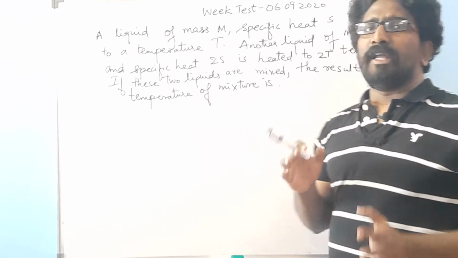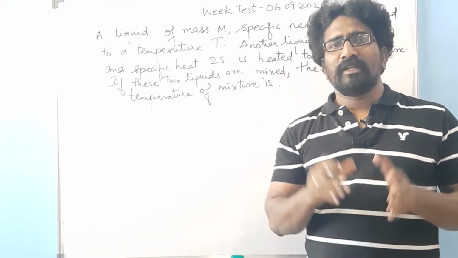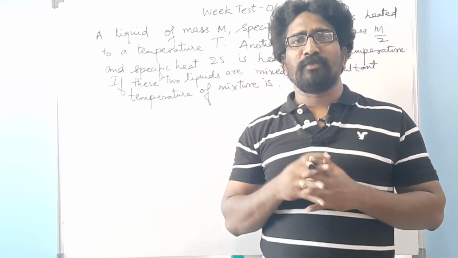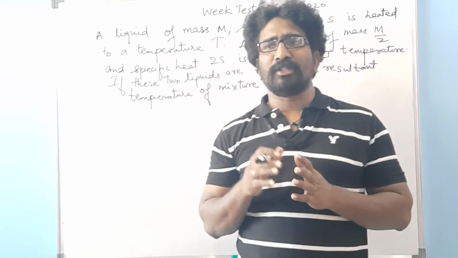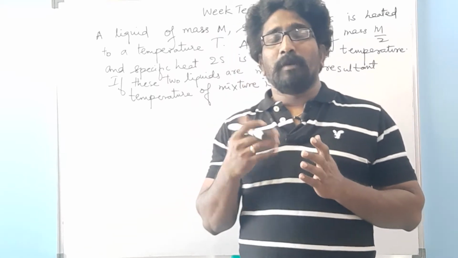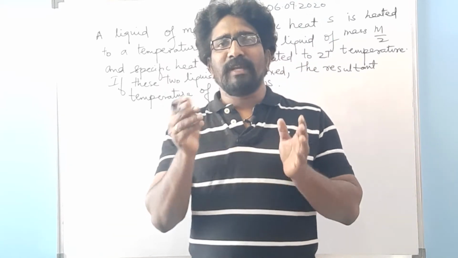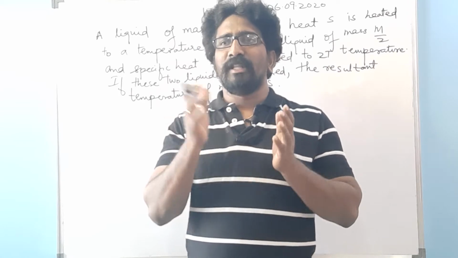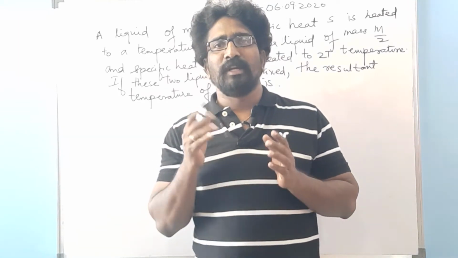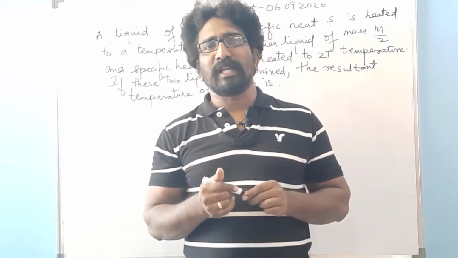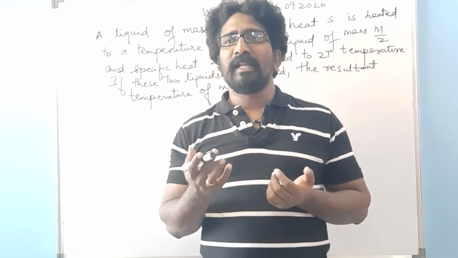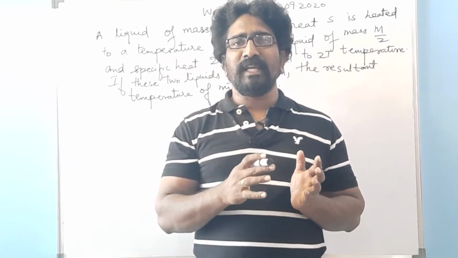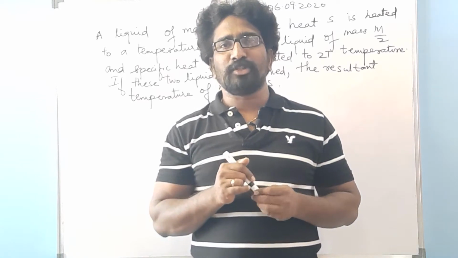It means what? Here we are having two different liquids. One liquid is having a mass of m, another liquid is having a mass of m by 2. In the same way, the first liquid's specific heat capacity is S, and in the second case the specific heat capacity is 2S. And similarly, the first liquid's temperature is T and the second liquid's temperature is 2T.